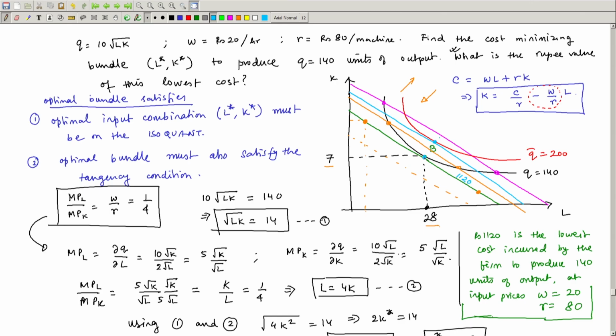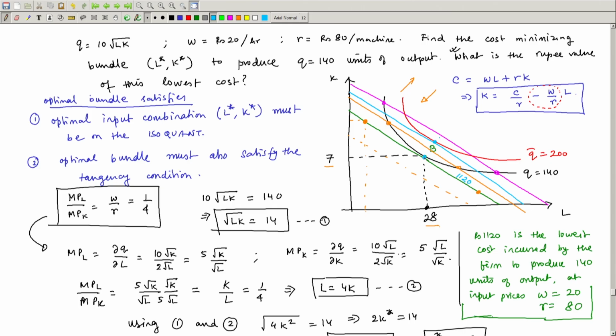That input bundle is going to have some amount of labor and some amount of capital. You will again write down the two conditions, that the optimal input bundle is on the level 200 isoquant, and you will also write down the tangency condition and solve for the new labor and capital combination. So, I urge all of you to try this, it will also give you a good amount of practice.